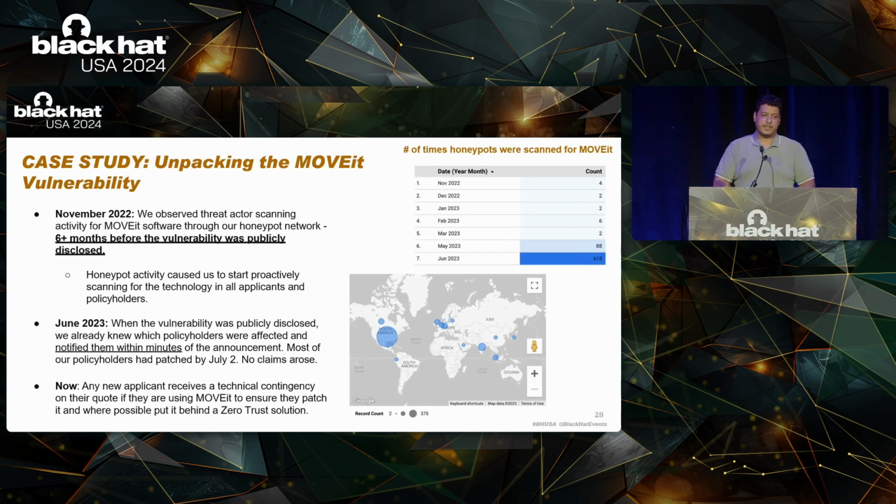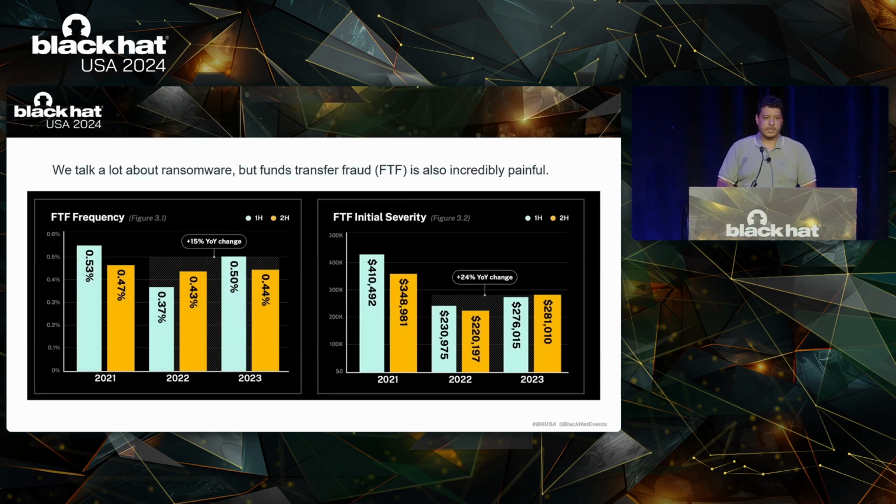And that's what happened with MoveIt. We told our policyholders to put their MoveIt instances behind a ZT solution or a VPN. And when June happened, we were able to notify them very, very quickly of the specific vulnerability because we already knew who used MoveIt. And we ended up not actually having any direct first-party claims from MoveIt thanks to this. And by the way, we see multiple situations like this. This is just one use case out of many that I could show you about different vulnerabilities where we get early visibility and tell customers what they can do.